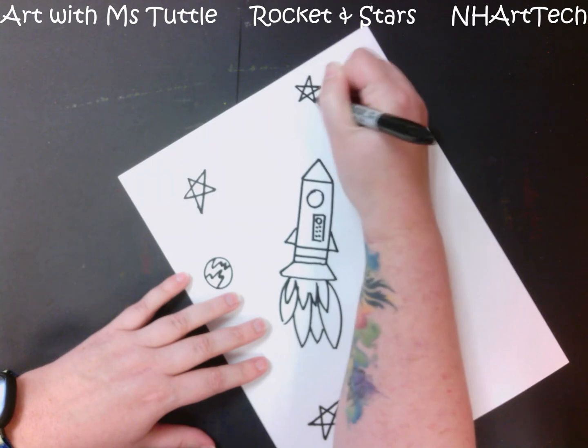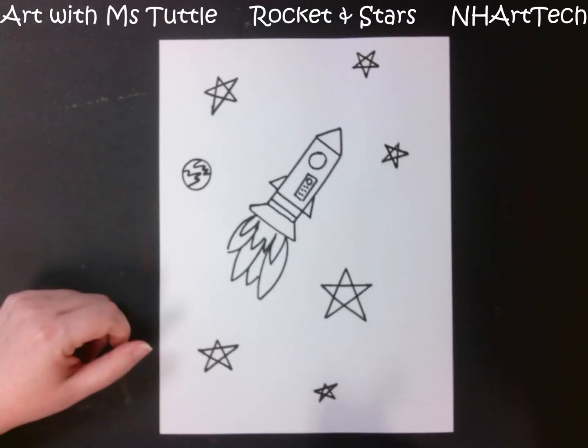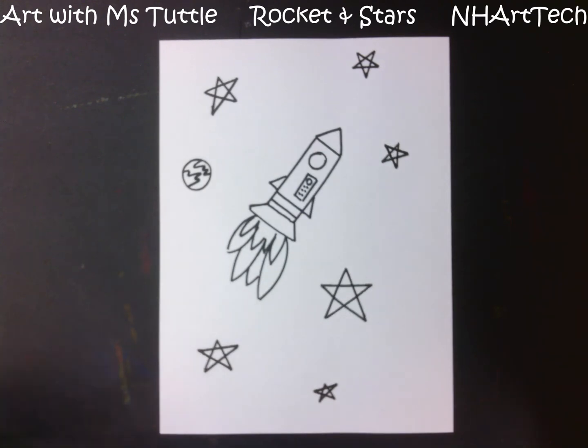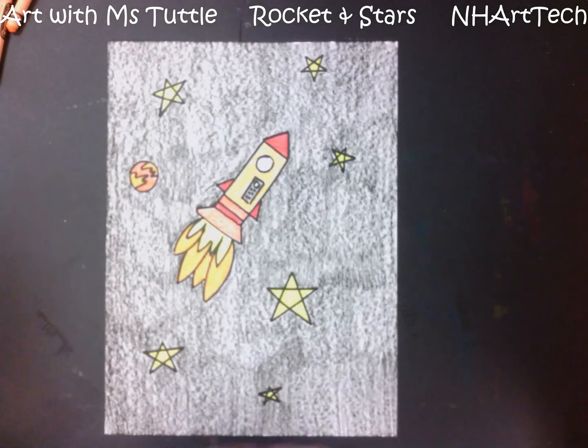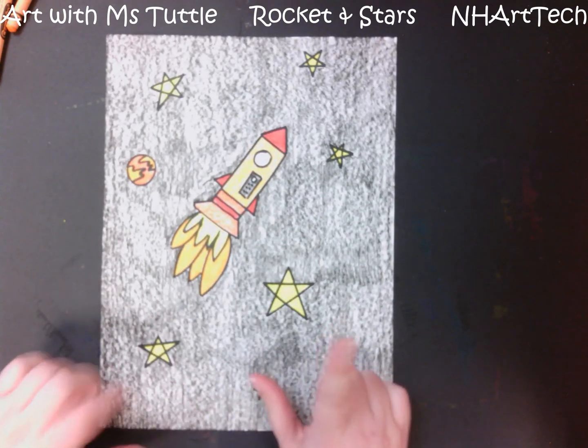Next, once you're happy with your picture, we are going to color it in. So I will check back in a minute when I'm all done with my coloring. At this point, I have finished coloring my rocket in outer space with stars.